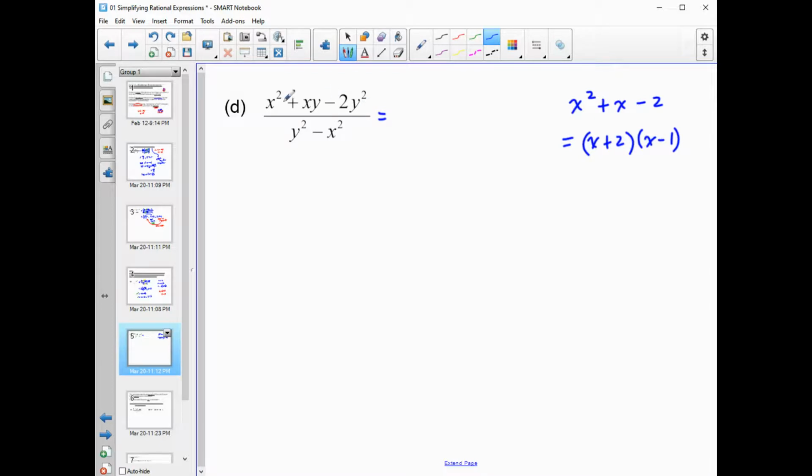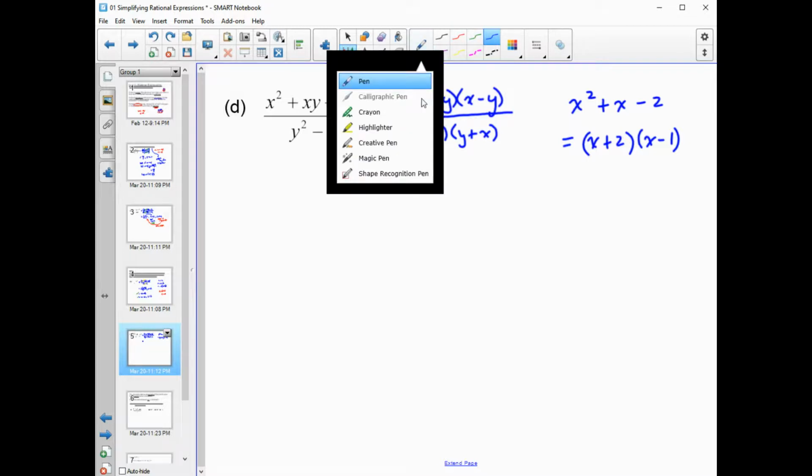And so that means that this numerator is going to look very similar in its factored form. It's going to be x plus 2y and x minus 1y, which we just call x minus y. The denominator is going to be y minus x and y plus x, a difference of squares. And just like we did before, hopefully you'll notice that x minus y and y minus x look awfully familiar to each other.